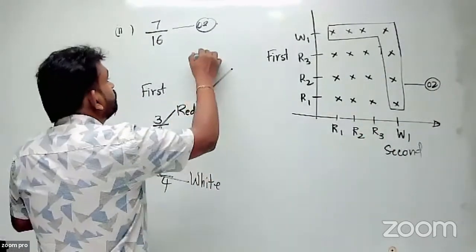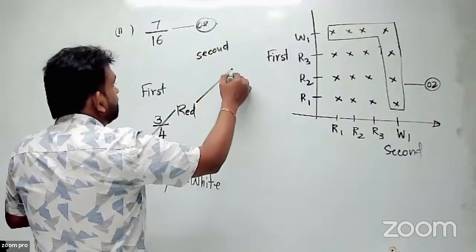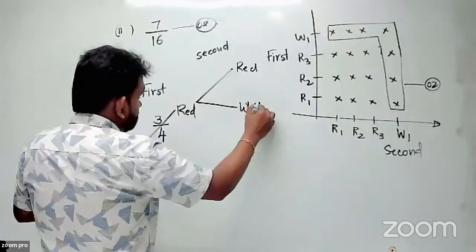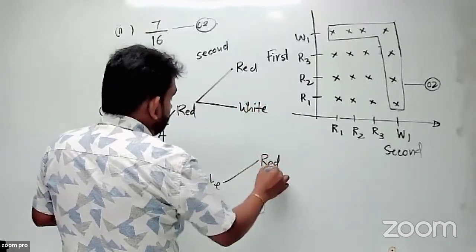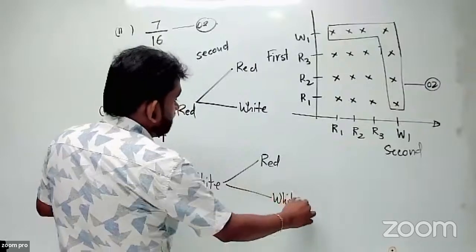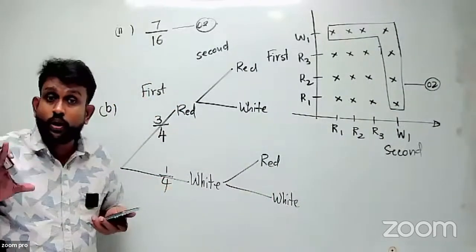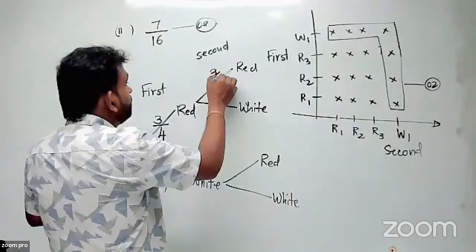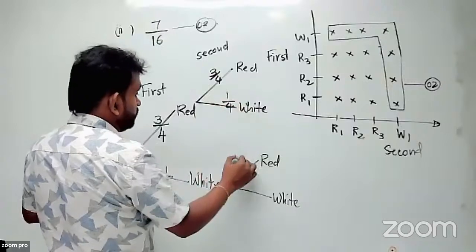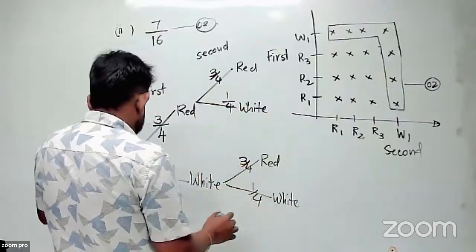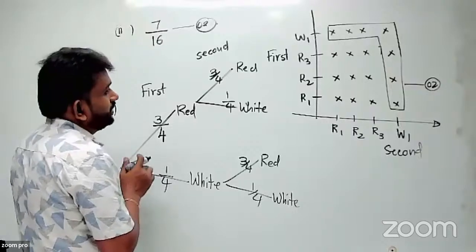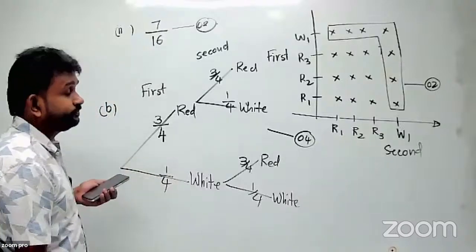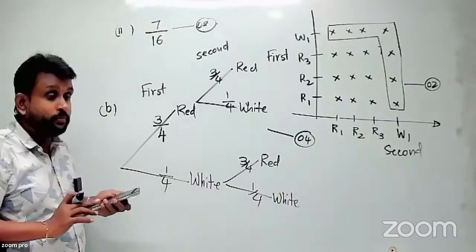Right. The second row also has the same options: red and white, and again red and white, because they are putting the ball back. The ball is put back, so no harm to the probability of the second case. So just repeat the same probabilities: 3 upon 4, 1 upon 4, 3 upon 4, 1 upon 4. Okay, complete the tree diagram. For completing the tree diagram, you have 4 marks there, completing the total tree diagram with the probabilities.